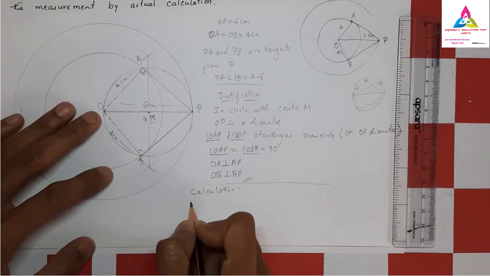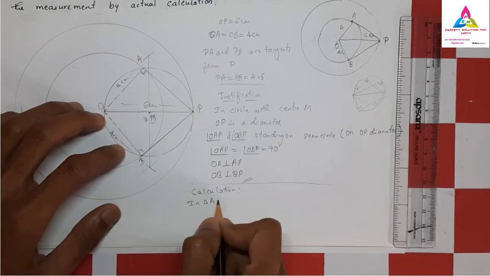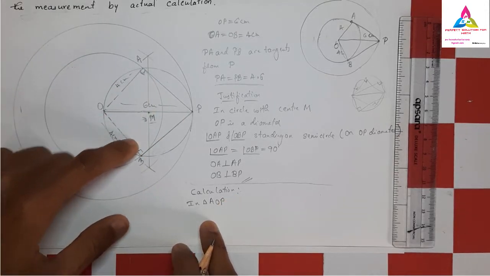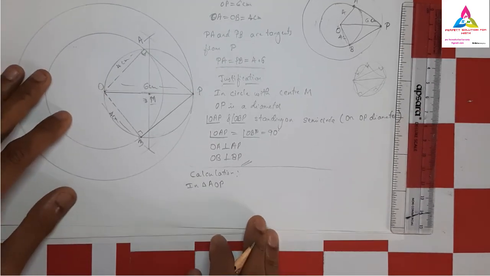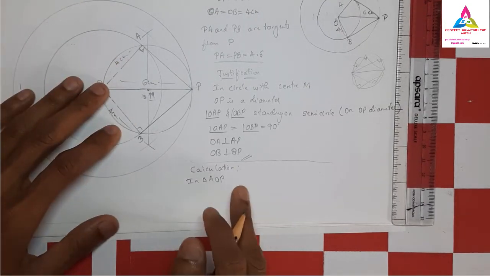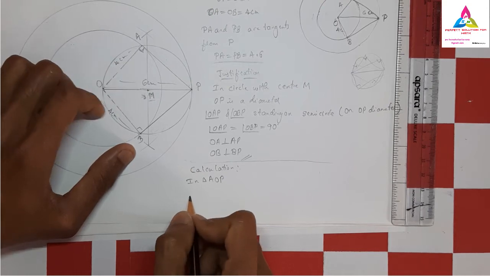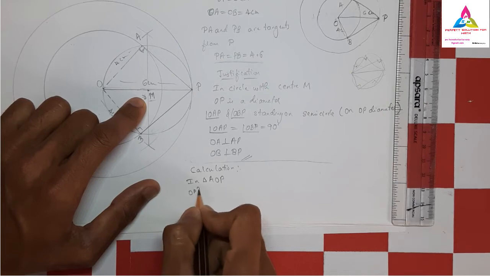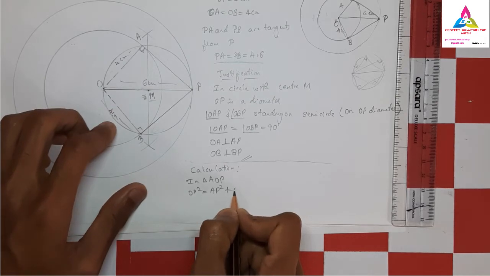So the calculation in triangle, I will take triangle AOP. I don't want any other triangle. The above triangles are all the same, because PA and PB will obviously be equal, as we have learnt in theorem 4.2. So now the calculation in triangle AOP. By the Pythagoras theorem, the 90 degree opposite side is OP. So OP square is equal to AP square plus OA square.